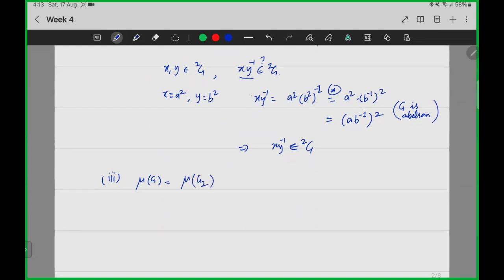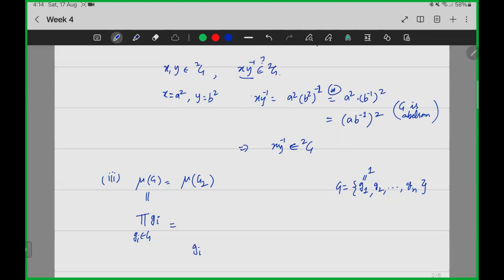What is mu G? Mu G is the product of all elements. Let G be nothing but g1, g2, up to gn. Because it is finite, we can take it like this. Some will be 1. Let's say g1 is 1. So this is nothing but the product of gi's, all gi's belonging to G. Now, if you see the elements which are not self-inverses, that means they have an inverse other than themselves.